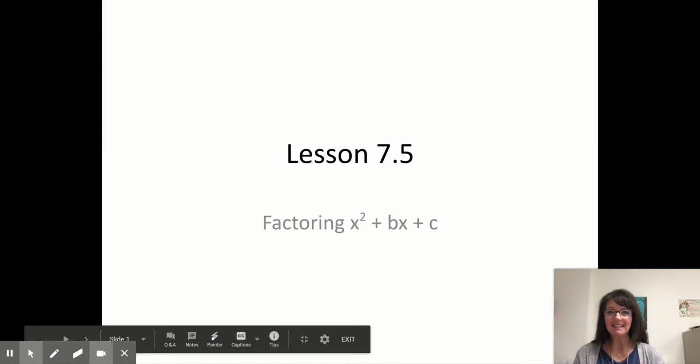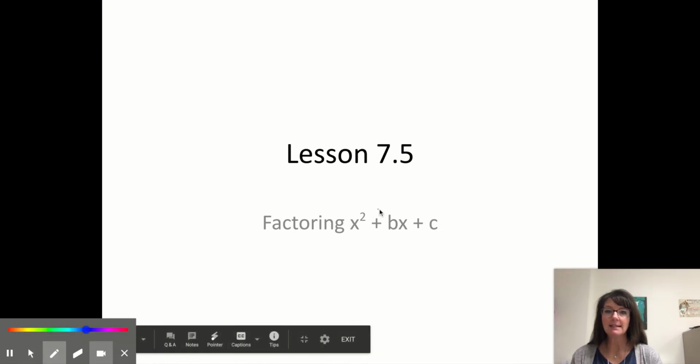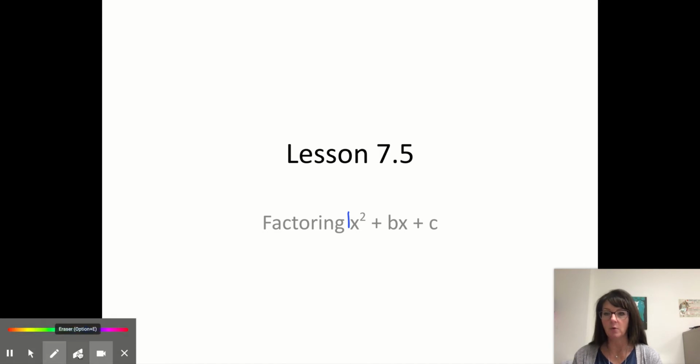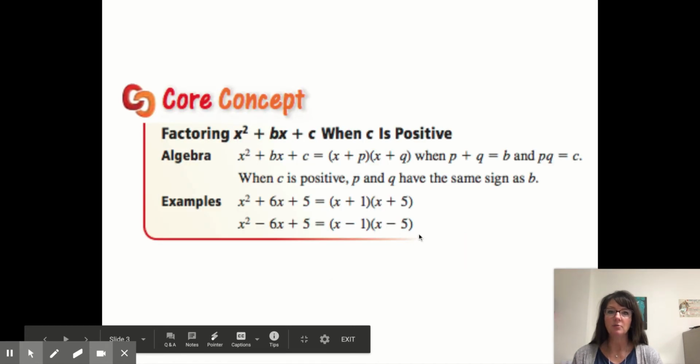All right, lesson 7.5, we're going to begin factoring. And the main thing to remember in this lesson, we have a leading coefficient of 1. Everything will have a leading coefficient of 1 for this first introduction to factoring lesson. So we're going to learn to factor these and then do some real life problems.